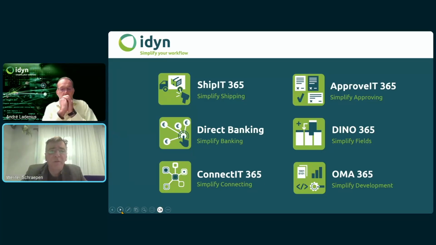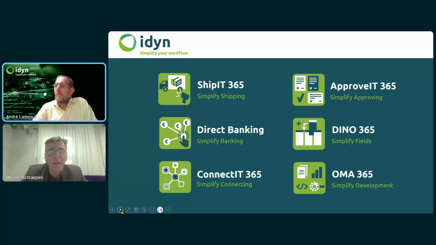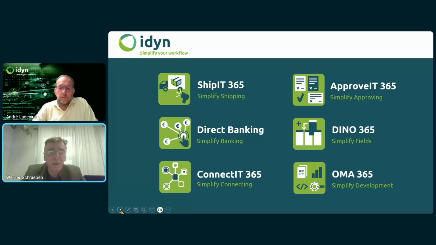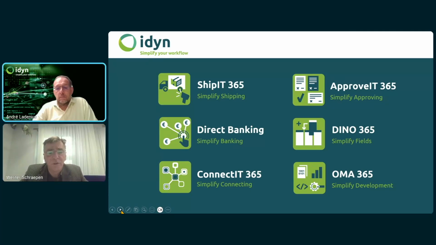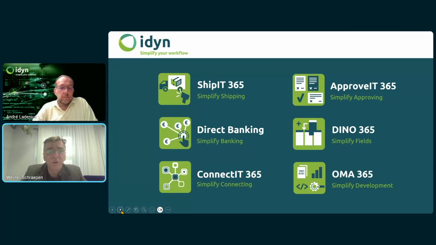Just a small overview of what we have for applications. We do have Shipit. Shipit allows you to organize the full shipment process, connected to hundreds of carriers, from out of Business Central. We have Direct Banking. Direct Banking allows you to manage incoming and outgoing payments to thousands of banks, again via Business Central. Connected connects the Microsoft world to a non-Microsoft world.